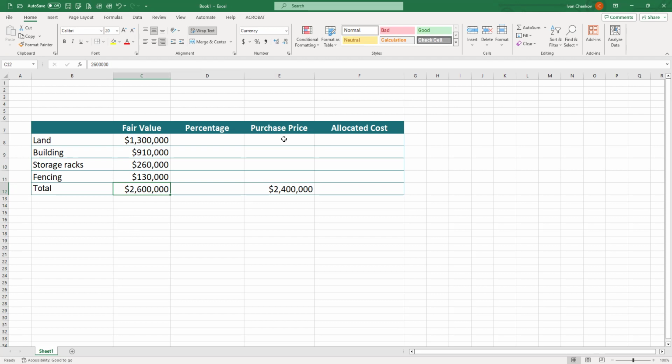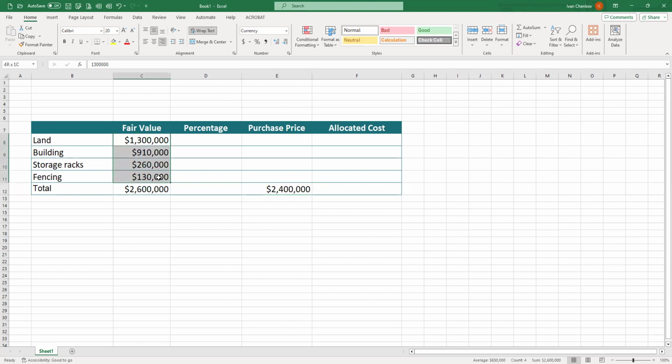In order to use them, we have to put them on the balance sheet, recorded on the balance sheet. But now we have a problem. How can we allocate the cost of something that is worth $2.6 million for the cost that they paid, $2.4 million? Well, in that case, we're going to use the prorated method, or percentage.